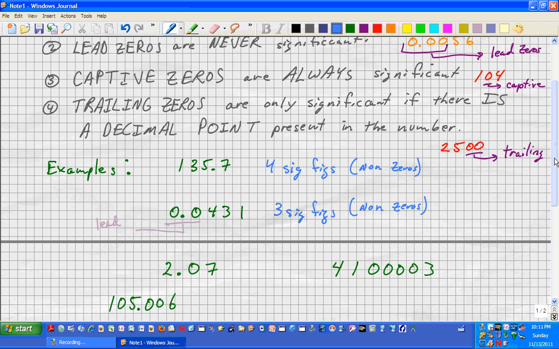Let's take a look at something like 2.07. This guy right here is a captive zero. He is always significant. So I would have the 2 non-zeros and the 1 captive zero, so I would have a grand total of 3 sig figs. One captive zero, and 2 non-zeros.